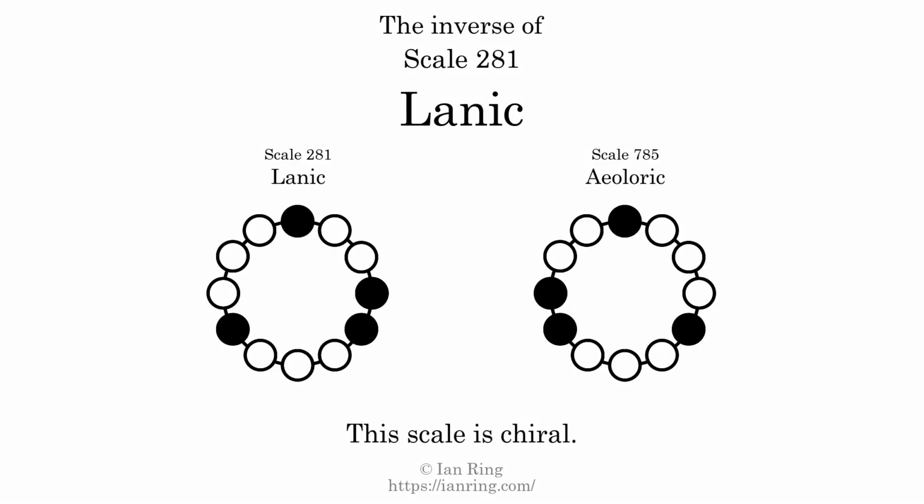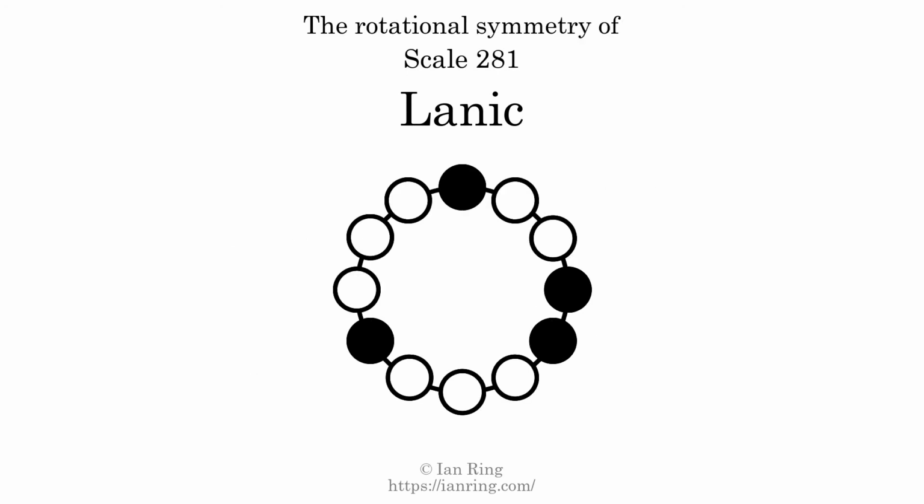The inverse of a scale is a mirror image. It is what you get when the sequence of intervals is reversed. The inverse of this scale is scale 785, also known as Euloric. This scale is chiral. It cannot transform into its inverse by rotational transformation. This scale has no rotational symmetry.